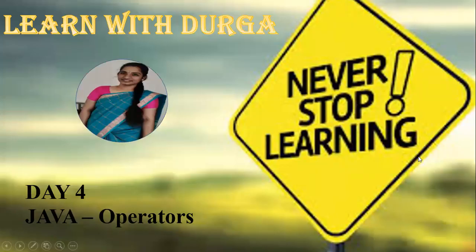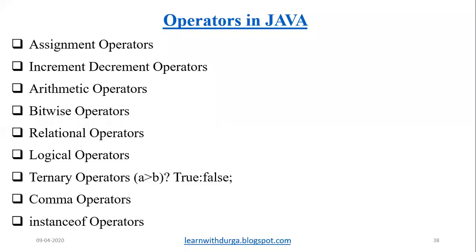So today we are going to discuss Java operators. An operator is nothing but a symbol, and that symbol is going to do a certain operation. Here we have different symbols, that is, operators.